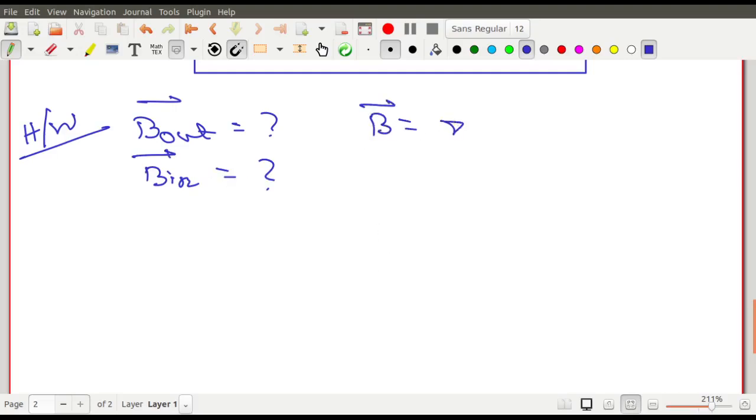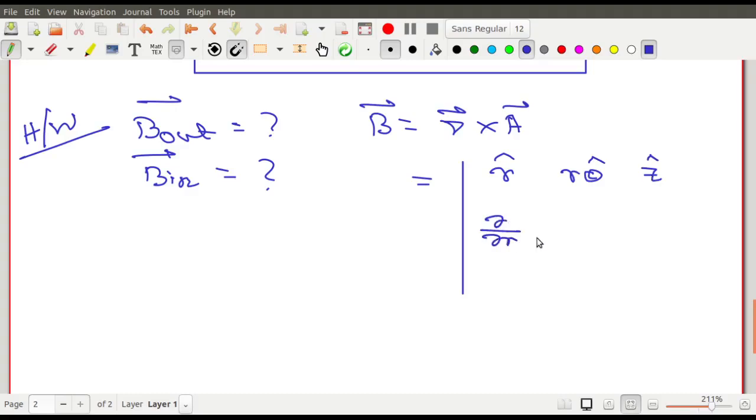B equals curl of a. And what is your curl? The curl expression I am providing you, as I also provided in the last class. It is r cap, theta cap, z cap, del del r, del del theta, del del z. Last class it was rho phi, today I write r theta. This one should be a r, this one should be r into a theta, and this one should be az.